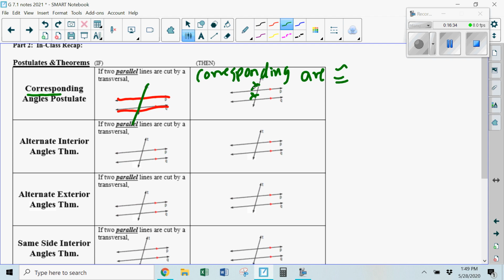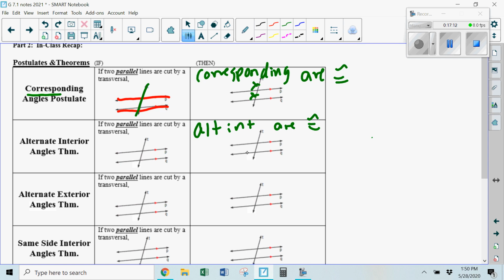The next one, alternate interior angle theorem. If two parallel lines are cut by a transversal, so same thing, then alternate interior angles are congruent. So if I pick this interior, it's so small. This interior and this interior are alike, so I mark those the same. Again, there is another pair also that is alike, so this one over here will match this one over there.